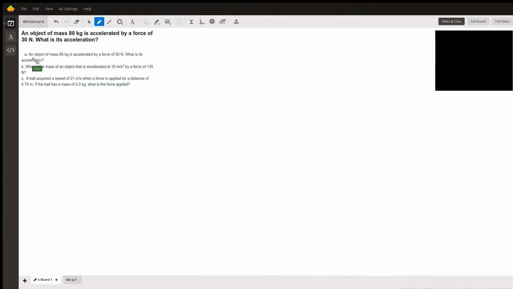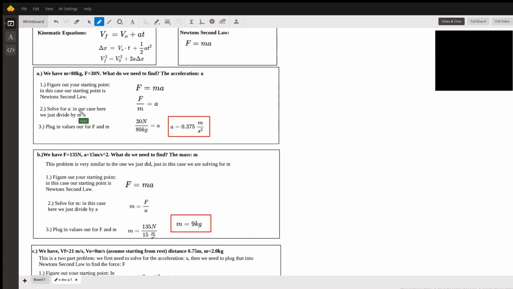All right, so for part A, it says an object of mass 80 kilograms is accelerated by a force of 30 newtons, and we need to find its acceleration. So, first off, we need to figure out our starting point. In our case here, it's Newton's second law, F equals ma, which is awesome, because our second step is to figure out what we need to solve for. In our case, we need to solve for the acceleration a. So we take the force, we divide it by the mass, and we get our acceleration a.